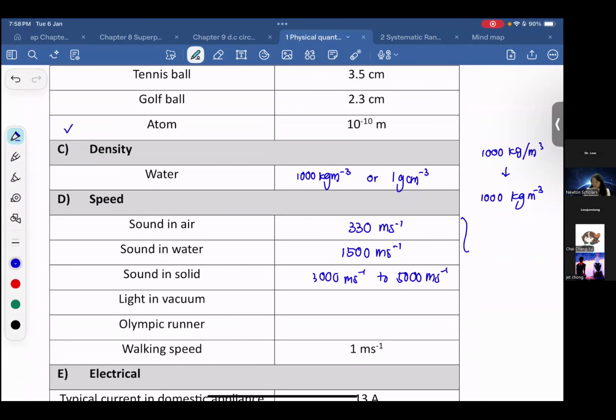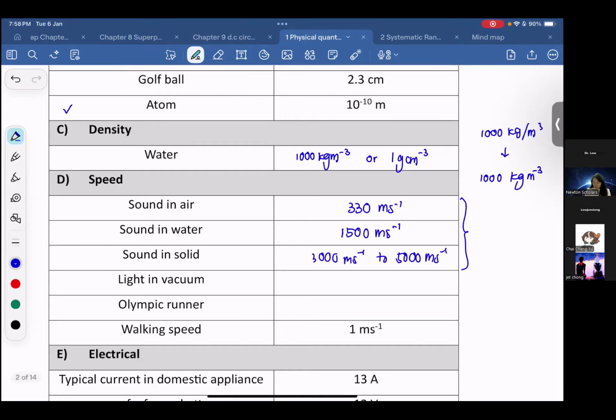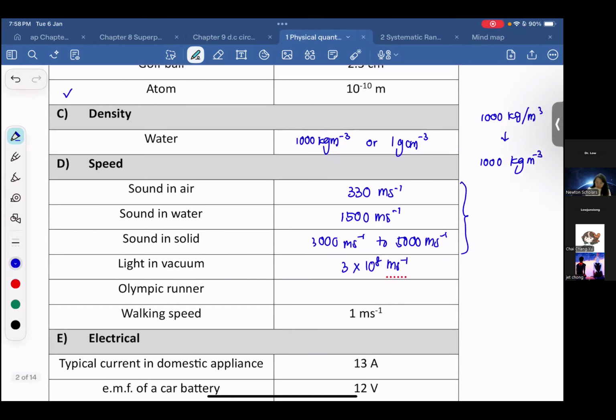This one we already know in year 10, we already learned about this. The speed of light in vacuum is 3 times 10 to the power of 8 m s^-1.